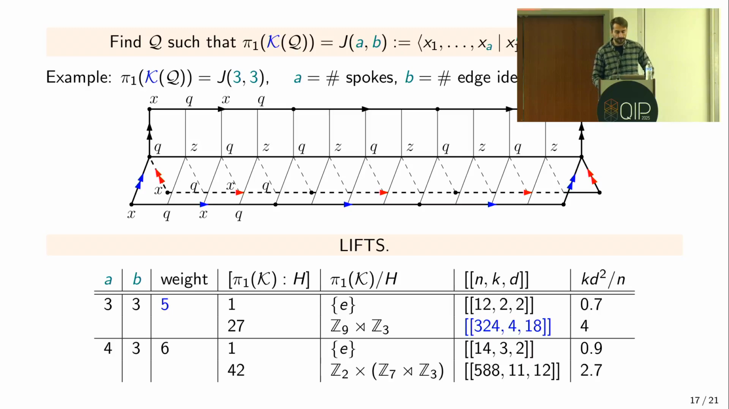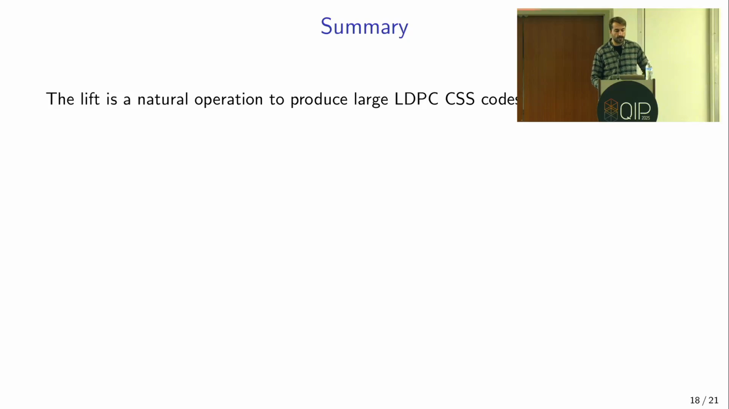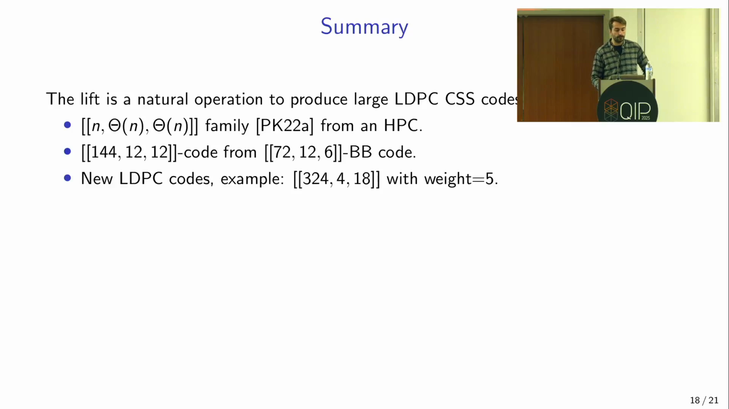And okay, so to summarize, we have seen that the lift is a very natural operation to produce large LDPC codes from short ones, and it's really only an extension of the lift of linear codes. And we have been able to generate some known codes that enter into this class. But also, we have been able to create some new LDPC codes, such as this one with these parameters.